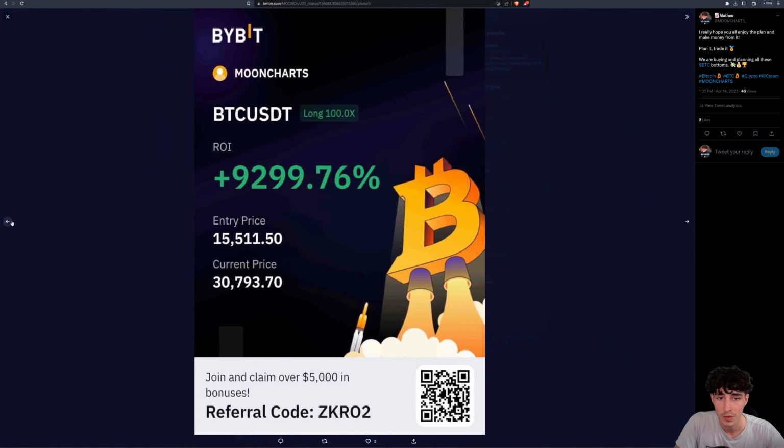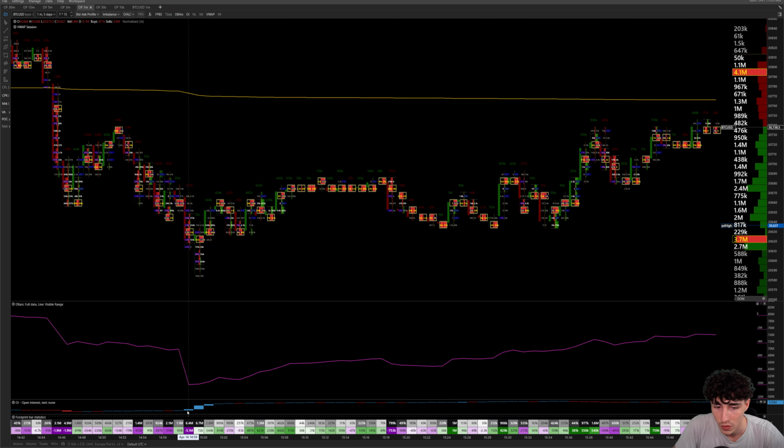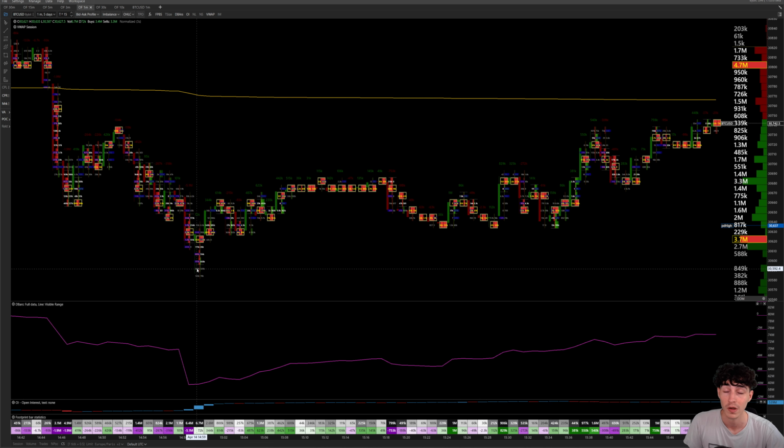So to speak, do you have some trapped shorts? For example, you have 5 million of new shorts coming here. You have an incredible open interest with a negative delta. It means that we have new market orders coming in. So we have a lot of people shorting on that low here.